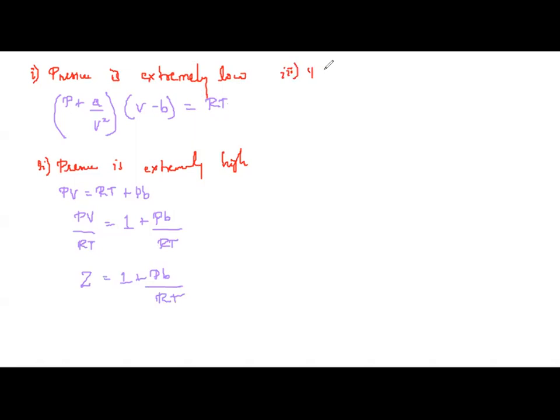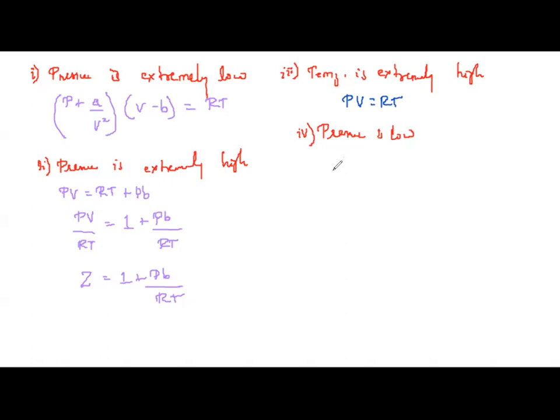When temperature is extremely high, the equation is PV = RT. See, at extremely high temperature and at extremely low pressure, it obeys ideal behavior. Okay, we'll see here. Next, fourth point, when pressure is low. When pressure is low, what will be the equation? Same equation, (P + a/V²)(V − b) = RT, we have seen here.